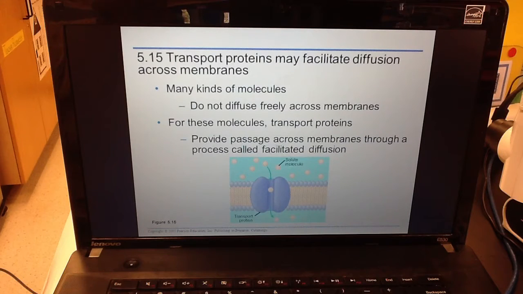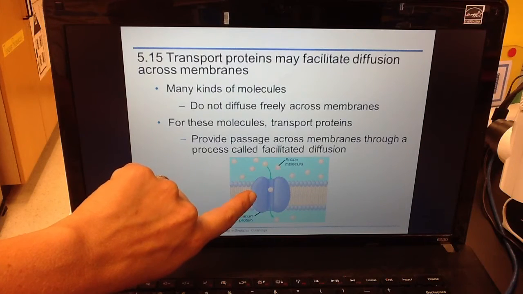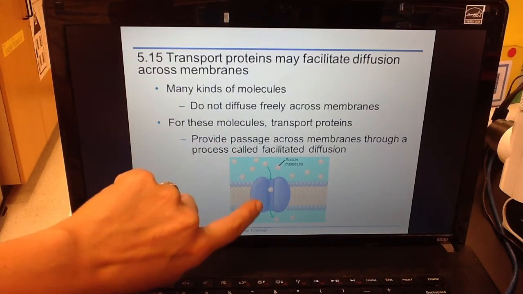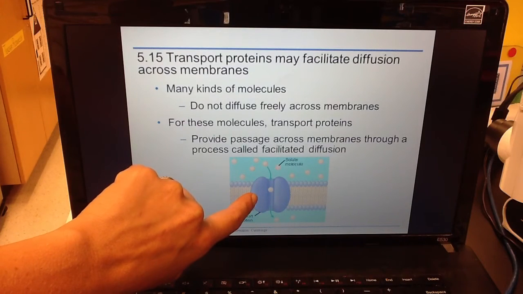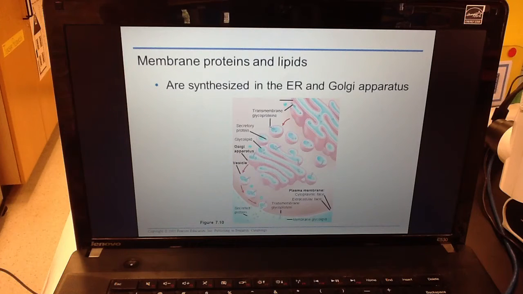There are transport proteins that will help in the diffusion from high to low. So if a molecule is not able to get through the phospholipid bilayers, it's going to wait and go through a transport protein. And so these provide passage. Because the protein is helping them move through the membrane, we call it facilitated diffusion, because to facilitate means to help. The transport proteins are actually made in the ER and the Golgi apparatus within the cell.